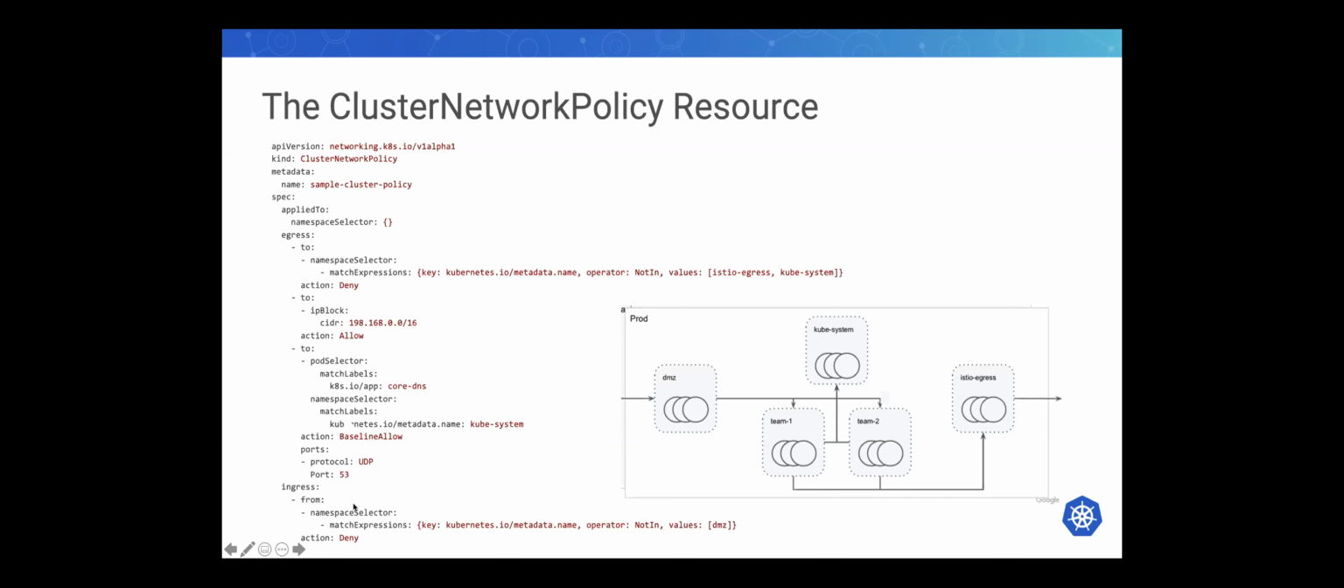The ingress for these namespaces only allows traffic from the DMZ namespace and denies it from every other namespace. So it can only receive traffic from this DMZ namespace. It's allowing this kind of workflow here. So this is the sample cluster network policy resource.